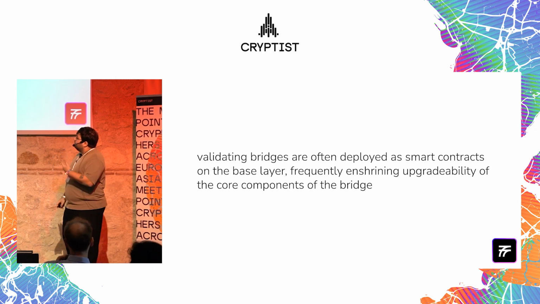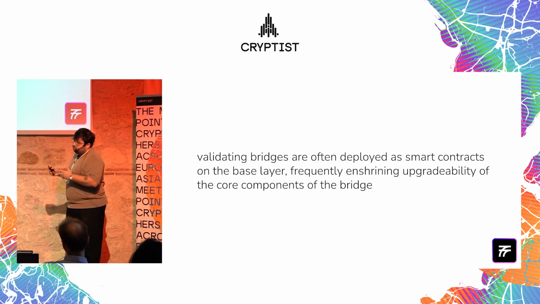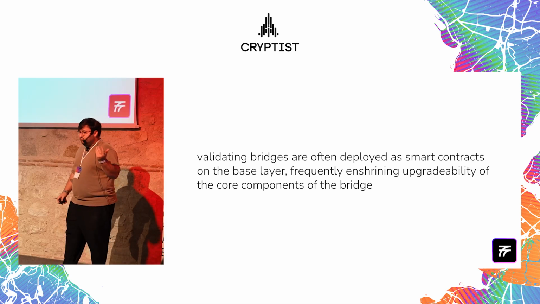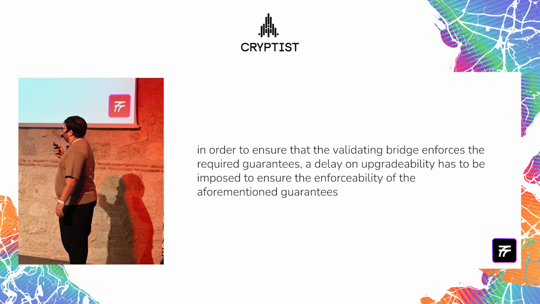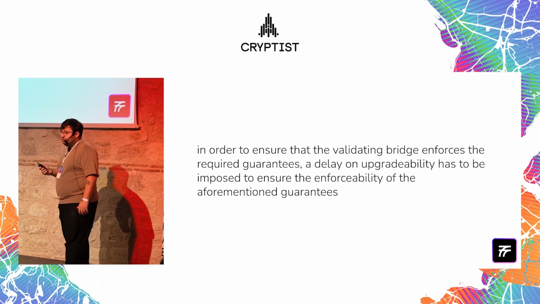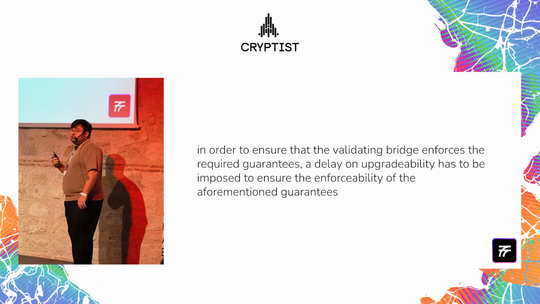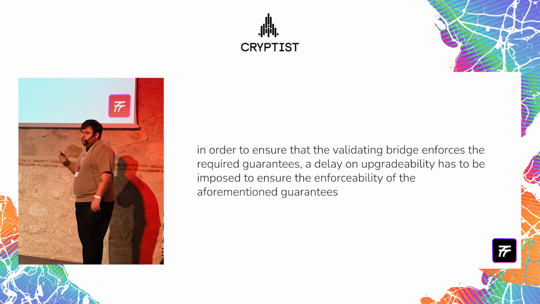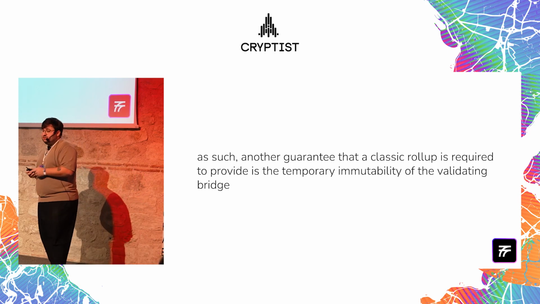Another, let's say if you want your rollup to be EVM equivalent, then you have to always be in line with what the EVM spec says, and therefore you have to be able to upgrade it from time to time in order to keep up with the changes that the EVM undergoes. And so, in order to ensure that the validating bridge enforces the required guarantees under the previously stated assumptions, we need to impose a delay on upgradability. Basically, that is another guarantee that classic rollups have to provide.